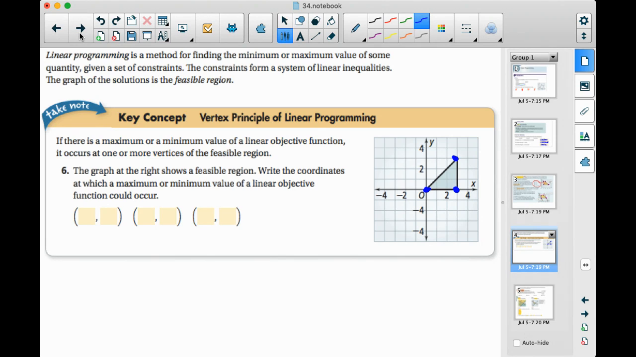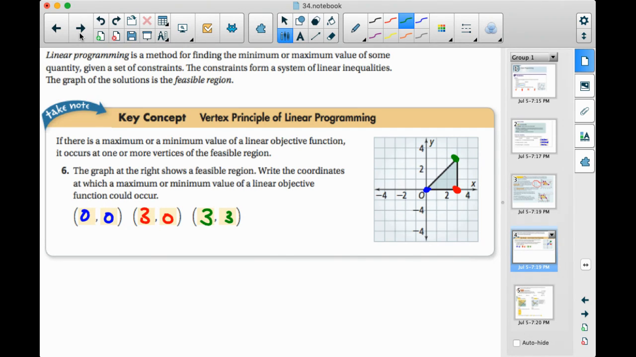The graph at the right shows a feasible region. Write the coordinates at which a maximum or minimum value of a linear objective function could occur. So what are the ordered pairs of the vertices? Well, the first one is pretty easy. It's at (0, 0). This one right here is at (3, 0). And then this green one right here is at (3, 3).